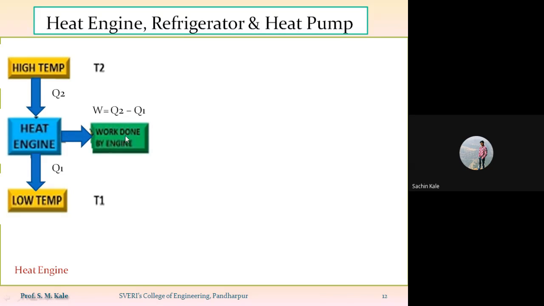So here amount of work obtained by that heat engine will be always equal to W is equal to Q2 minus Q1. That will be equal to Q2 minus Q1, and this device will be called as a heat engine. So heat engine is also called as a work producing device. Heat engine ला आपण work producing device म्हणतो.